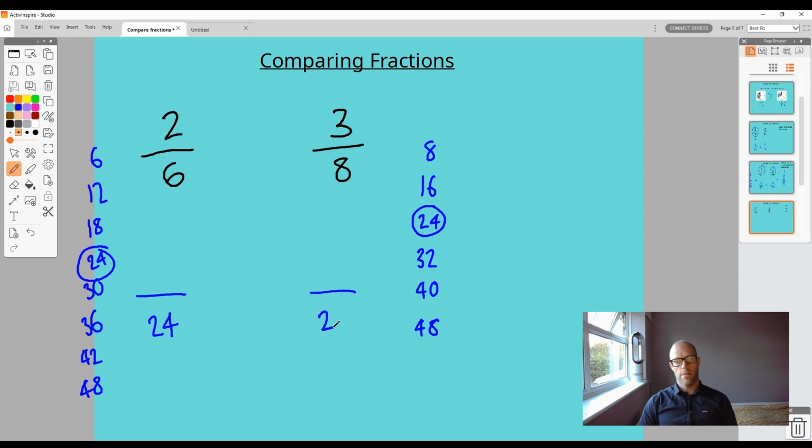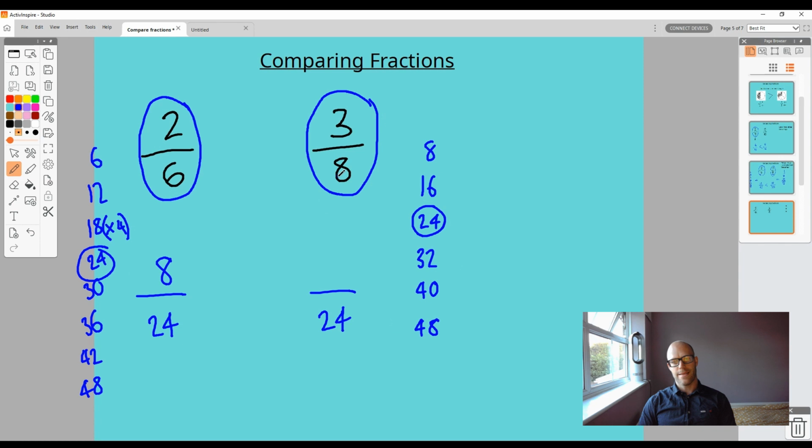Change both of these to 24ths. Draw a ring around your original fraction to remind you to actually multiply the numerator as well. What have I had to do to 6 to make it 24? I've had to multiply it by 4. Put that in brackets there. 6 times 4 is 24. 2 times 4 is 8. And over here, put a ring around this one as well. What have I had to do to 8 to make it 24? I've had to multiply it by 3. So 8 times 3 is 24. 3 times 3 is 9. And we can therefore tell that 3/8 is greater than 2/6.